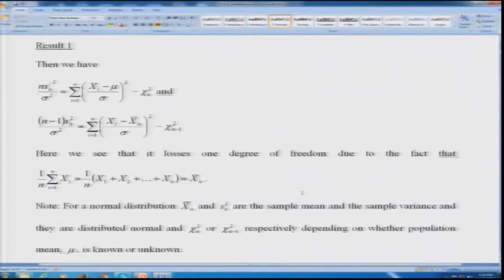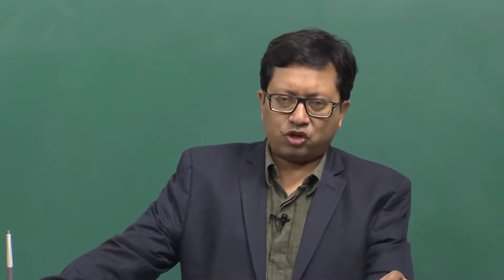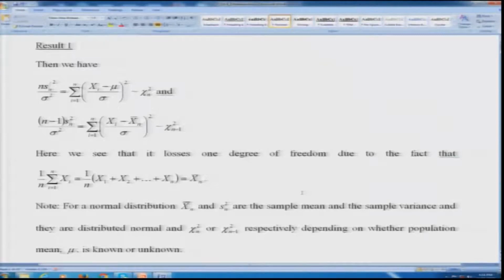So, result 1 would be, which I have already repeated, I will repeat it again. The distribution of the ratio of S dash square by sigma square, and obviously n and n minus 1 would come corresponding to how you do that, will be given by chi square with n degrees of freedom. And the ratio of S without the dash square by sigma square multiplied by n minus 1 would be given as the distribution chi square with n minus 1 degrees of freedom.